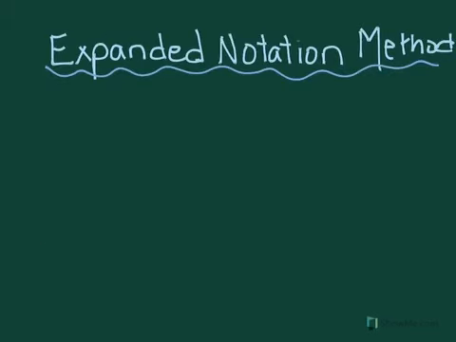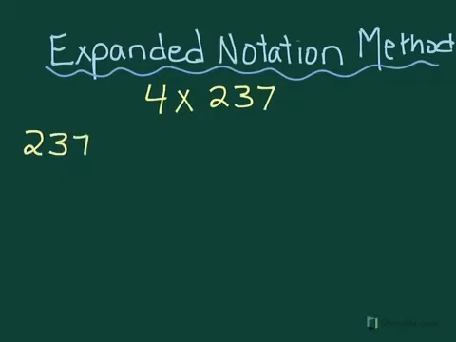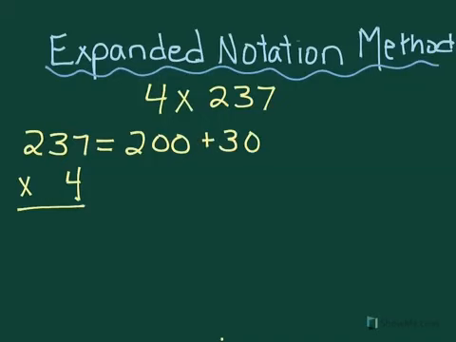Another way to multiply 4 times 237 would be expanded notation. So the way I do this is I write my problem vertically. Then I break it apart by place value. So this is 200 plus 30 plus 7. And this one is just 4.